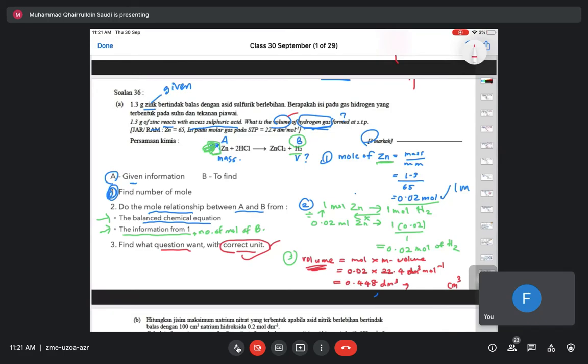It's easy. 448. Multiply by 1000, so 448 centimeter cube if needed. If not needed, the answer in decimeter cube is also fine. So this is another 1 mark. This is 1 mark. So 3 marks there.